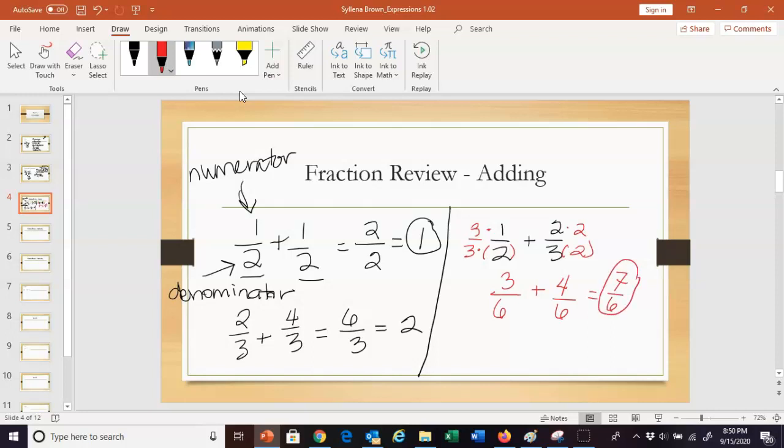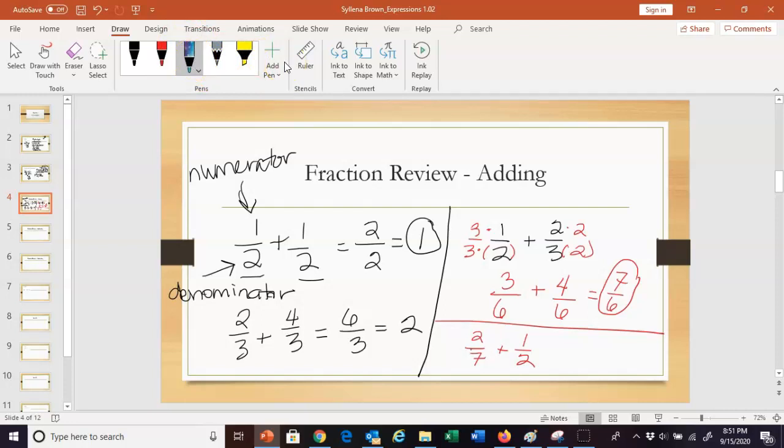That's the answer. So now I would love for you to pause this recording and try this one on your own. And then click play and come back for the answer. So we're going to do 2/7 plus 1/2. All right, go ahead and press pause. Try to find that common denominator and add them together.